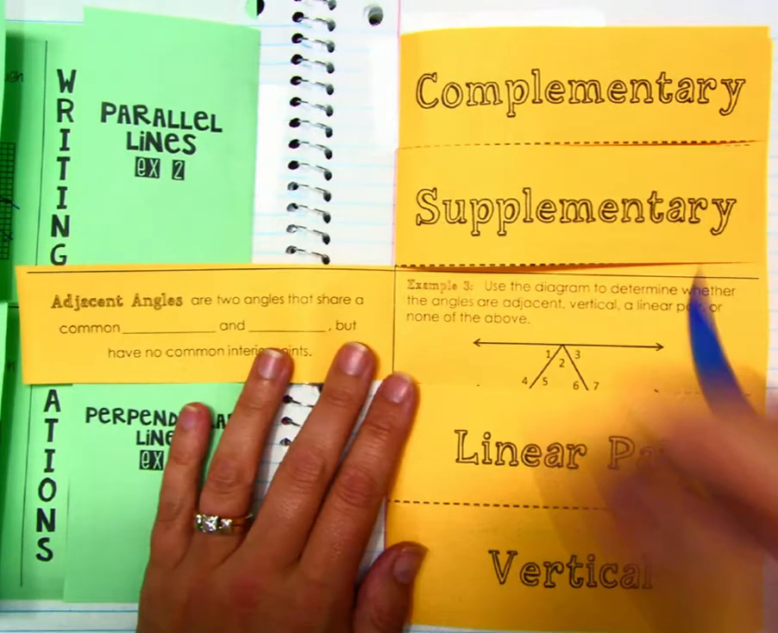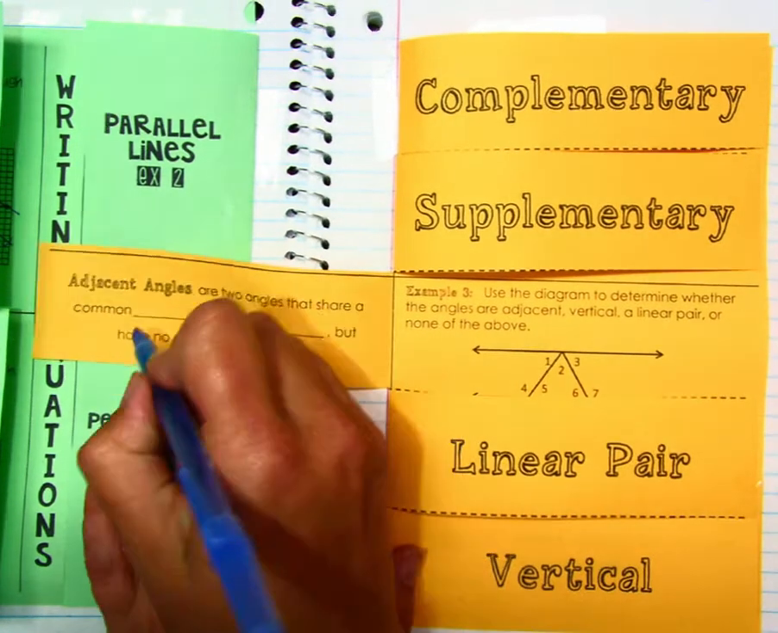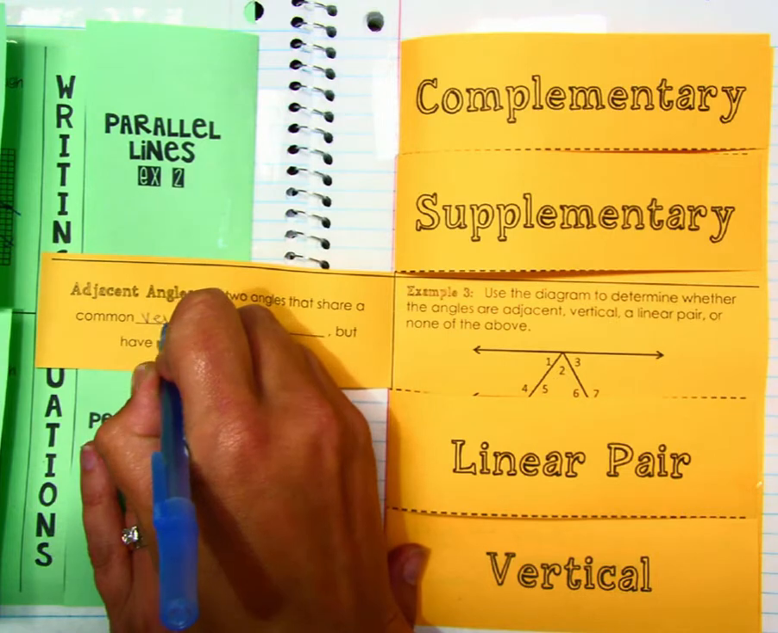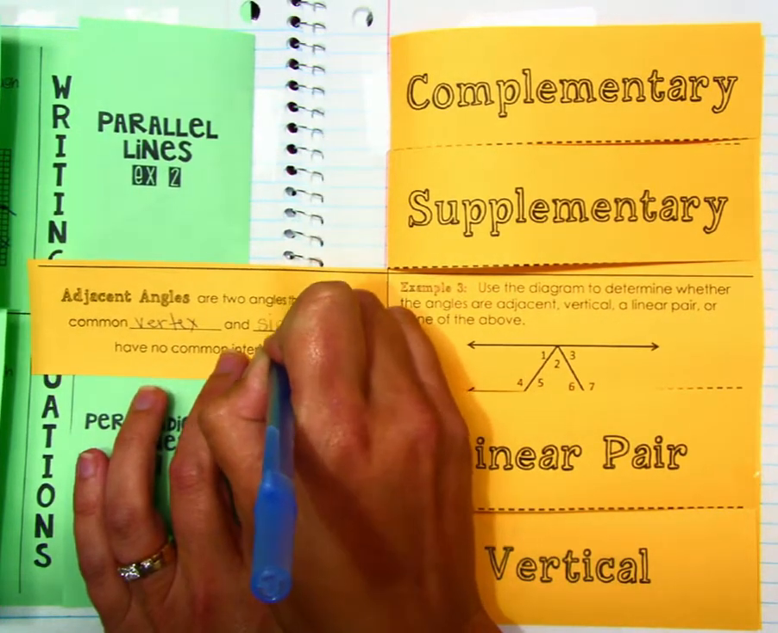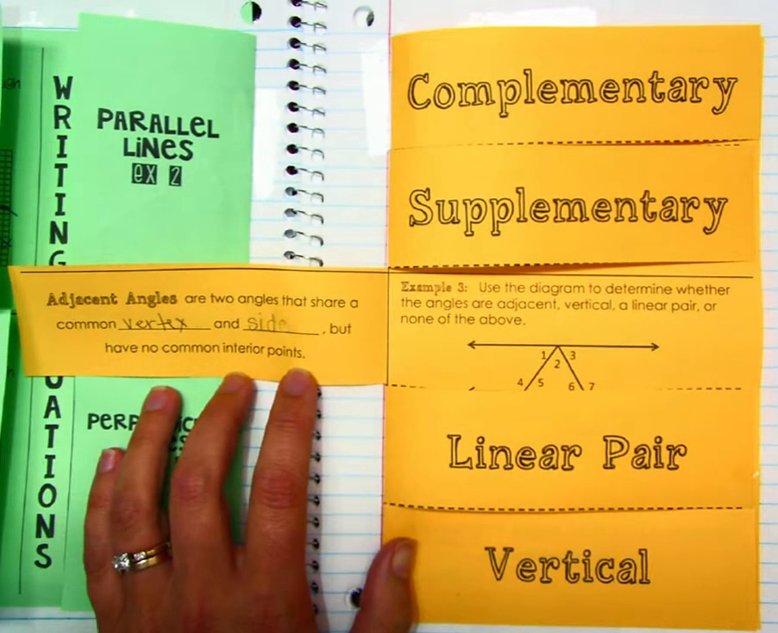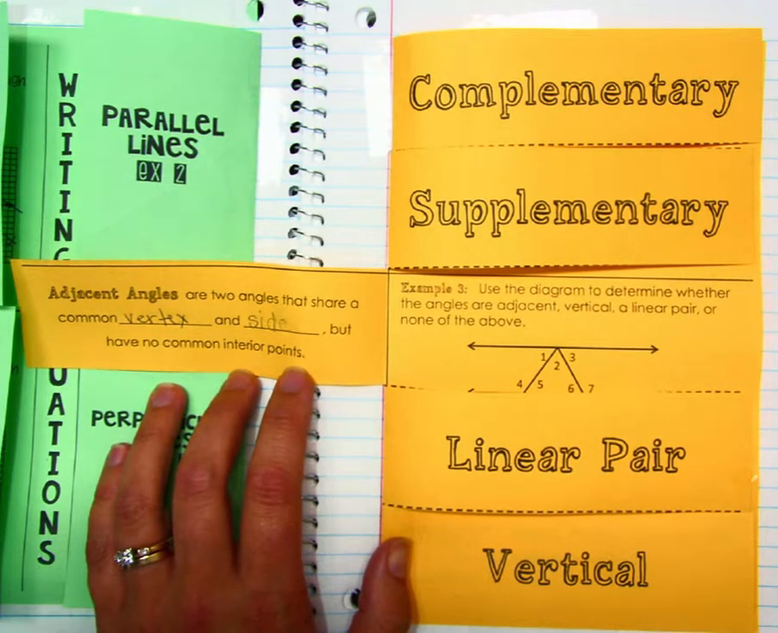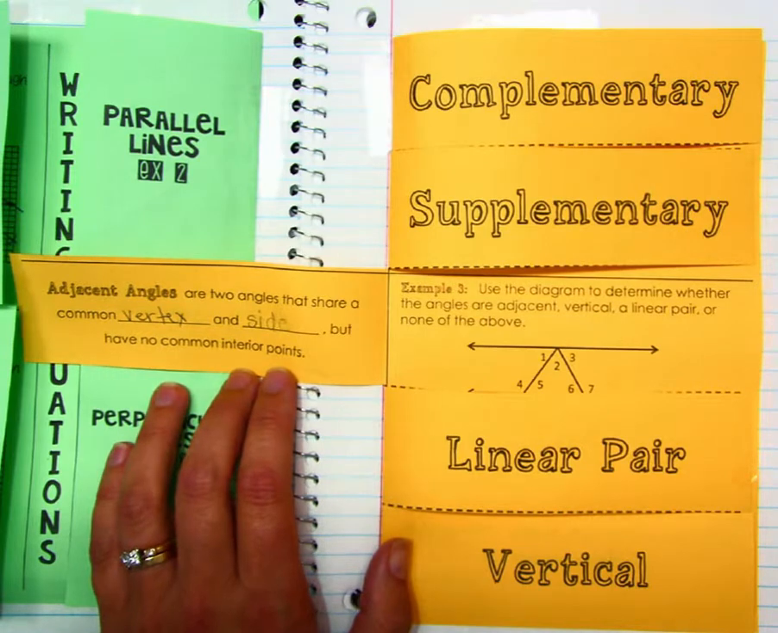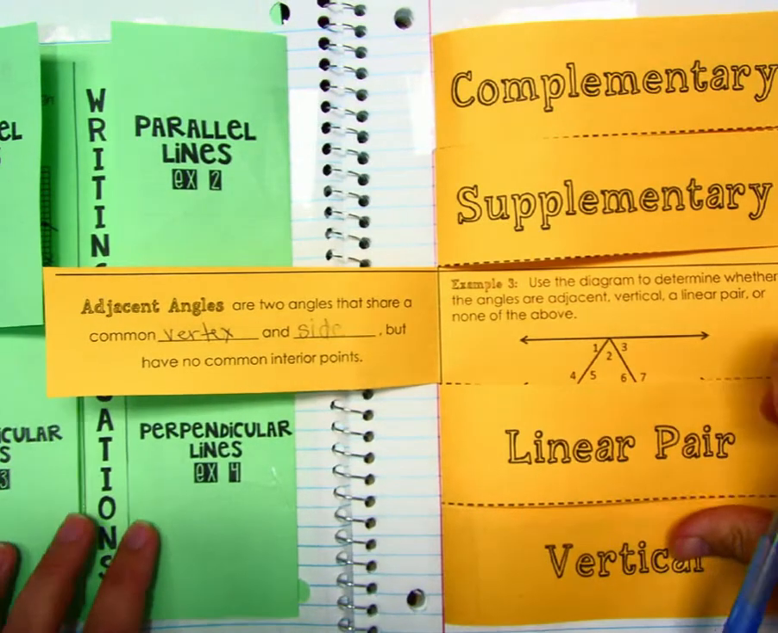Adjacent angles. Adjacent angles are two angles that share a common vertex and a common side, but have no interior points in common. Basically, these are two angles that are next to each other, they're touching each other, they share a vertex, they share a side, but they don't overlap in any way. I'm going to do a couple other definitions first.